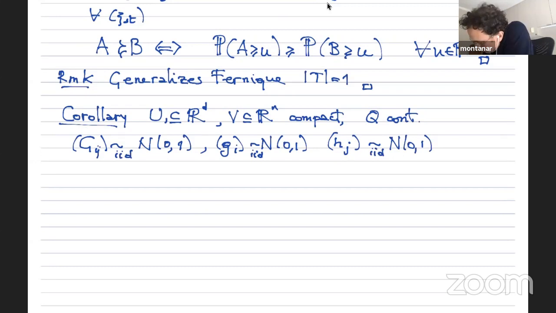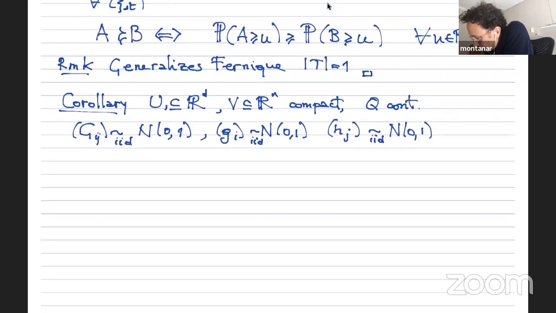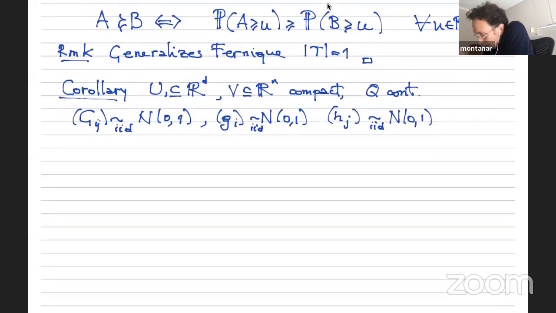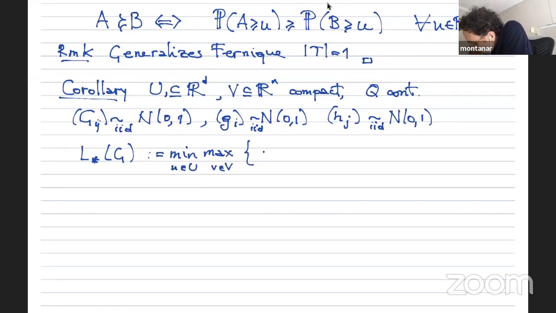Okay, so I'm given a matrix, which will be n by d, and two vectors G and H. Then I'll define two quantities, two min-max problems. L star depends on the matrix G, and this is the min over U in capital U of the max over V in capital V of the scalar product V, G U, plus Q(U, V).